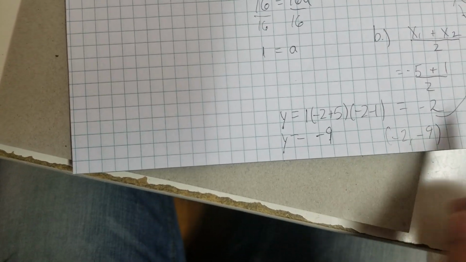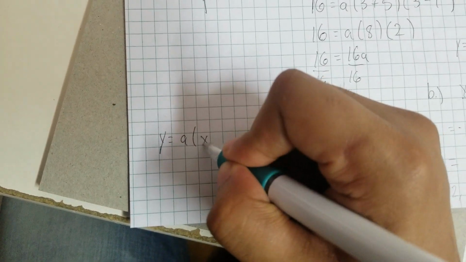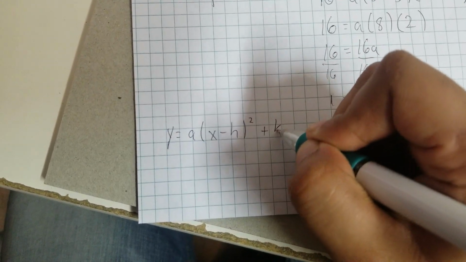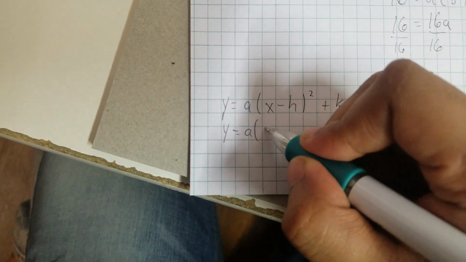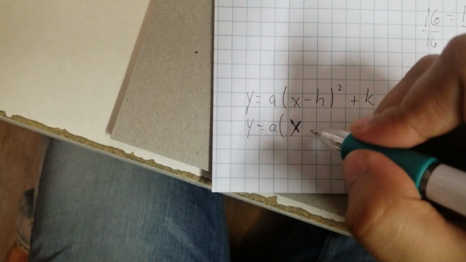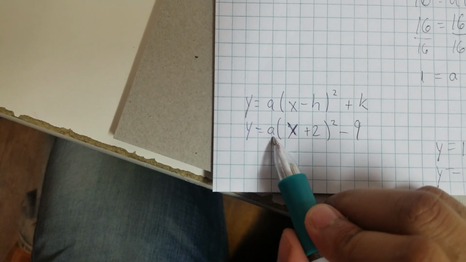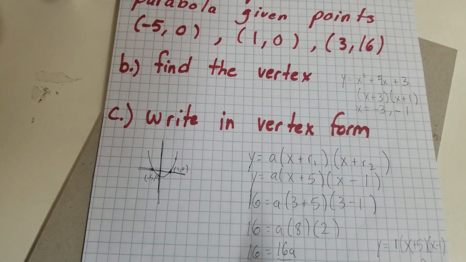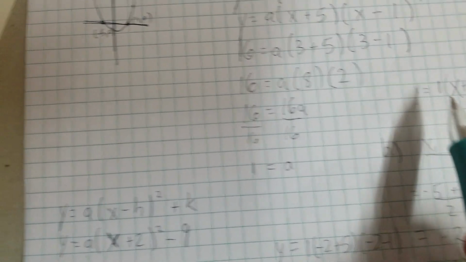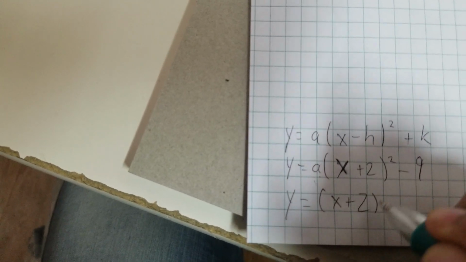If I were to write this equation in vertex form, I'd have to do y is equal to a times x minus h, all squared, plus k. Again, you don't know what the a is. You've got x minus h, and h here is -2, so it becomes +2, squared, minus 9. Now we just need to find a by doing the same process we did over there, putting in 3 and 16. But I'll give you a hint: if the a was 1 there, then this a also has to be 1. So the final equation here is y equals x plus 2 squared minus 9.